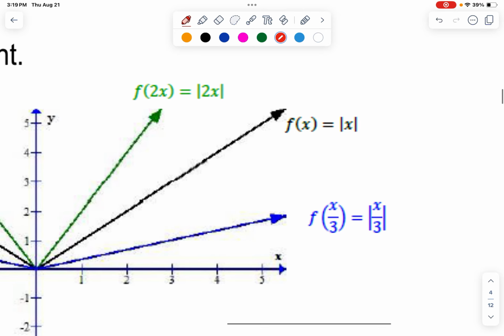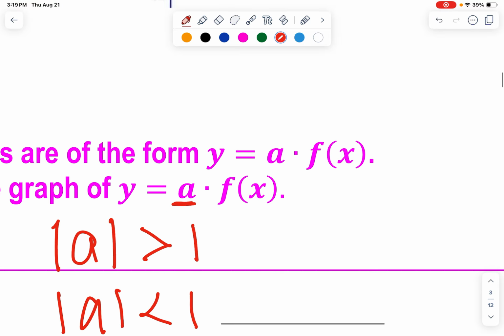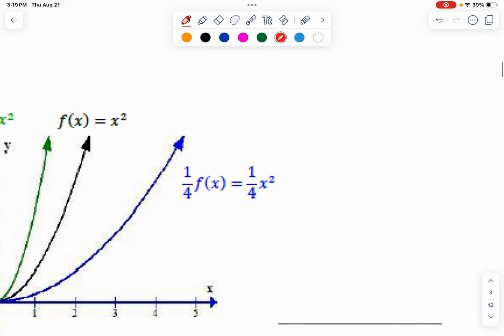One thing I should say is that this is for this particular function, and then this is for any function. So notice that's inside the parent. So it's horizontal, and then a 2 would make it a compression. This right here, let's go back up to this one because I didn't talk about this one.